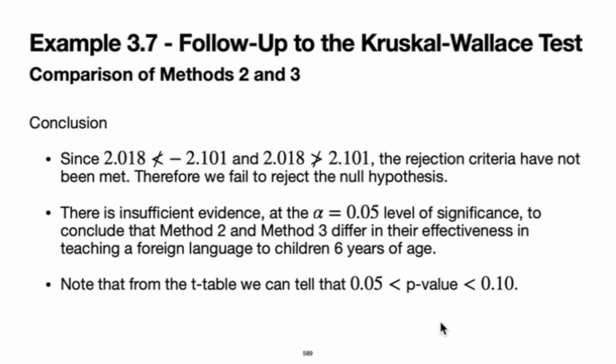Okay, so what can we conclude? We did the overall Kruskal-Wallis. We concluded that differences existed among the methods in terms of their effectiveness in teaching a foreign language. Then we drilled down and we're looking at pairwise comparisons. We've concluded that method 1 is different than method 2, method 1 is different than method 3, but methods 2 and 3 are not different.